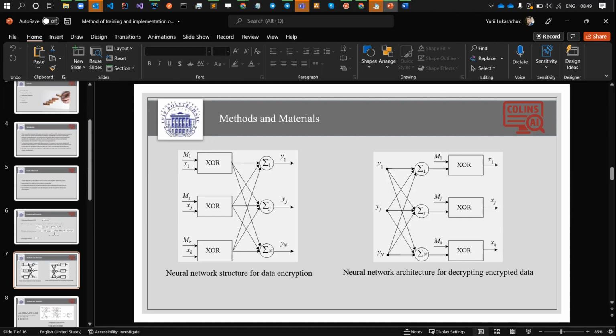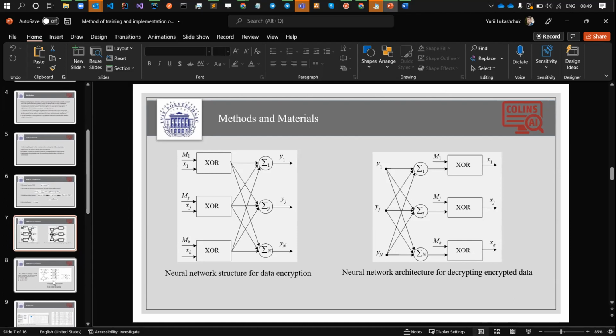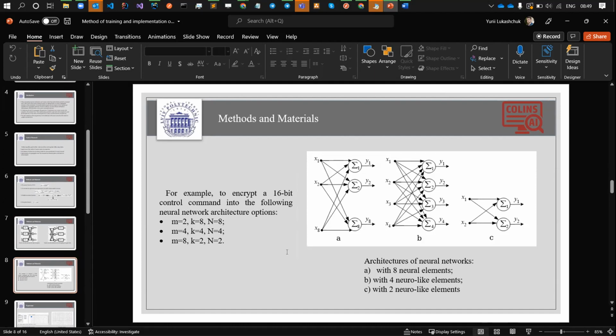Let me show on the next screen. We also have an example there. One more time: the architecture of the neural network is determined by the number of neural elements N, the number of inputs K, and the bit inputs M. For example, to encrypt a 16-bit control command, we will have three different neural network architecture options. You can see here the sequence of determination of architecture, and according to what inputs we have, we get different views of the architecture of the neural network.